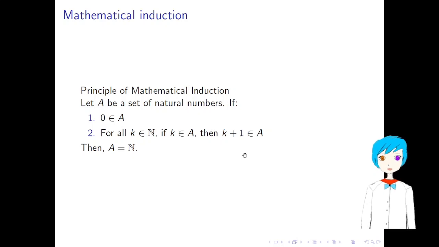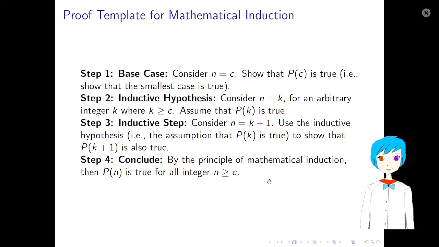This is often used to prove some propositions that involve the natural numbers. For instance, if k satisfies a proposition, then we show k plus 1 satisfies the proposition, and eventually we show that every natural number satisfies this proposition. So here is a proof template for mathematical induction.